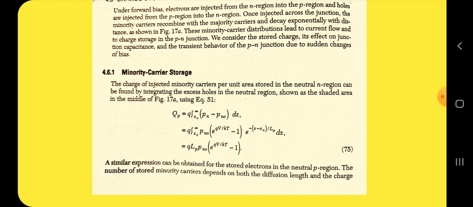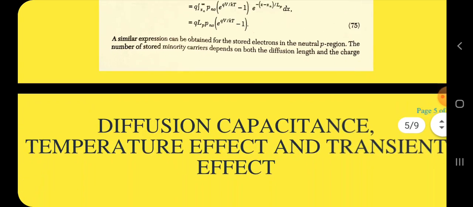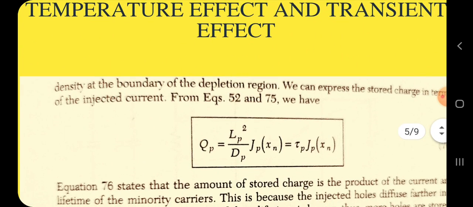A similar expression can be obtained for the stored electrons in the neutral P region. The number of stored minority carriers depends on both the diffusion length and the charge density at the boundary of the depletion region. We can express the stored charge in terms of the injected current. So, we have Qp is equal to Lp squared divided by Dp times Jp(xn), which is equal to tau p times Jp(xn).